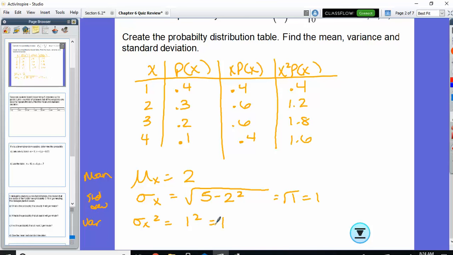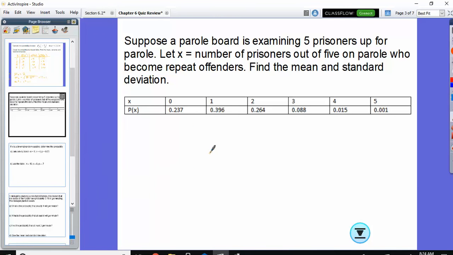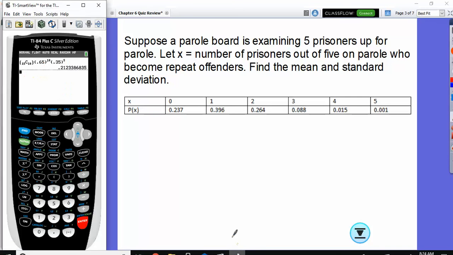Okay, let's also review how we might do that on the calculator. So I'm going to give us another one. We're going to do this one on the calculator. Everybody needs to grab one. Alright, so I gave you the x and the p of x. You're going to go to your list. Your x's are your L1, and your p of x's are your L2.